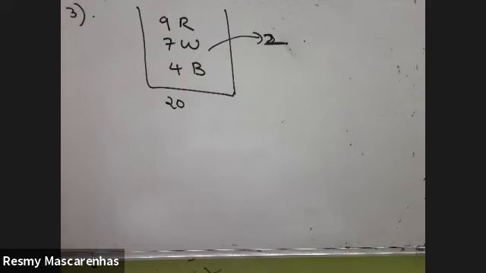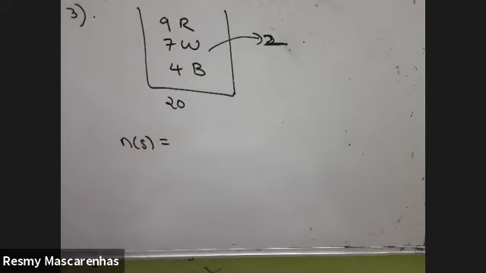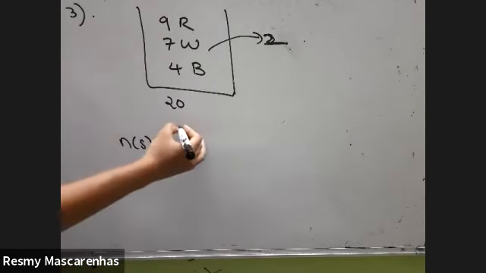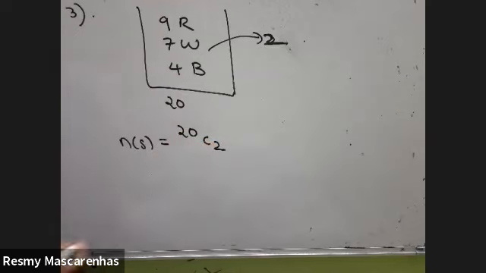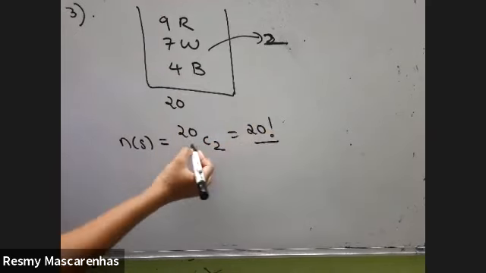So obviously, first thing, without even going into the conditions, when you see the question saying find the probability, find the sample space. So what will be the sample space? From 20, you are drawing 2 balls. 20C2, 20 minus 2.